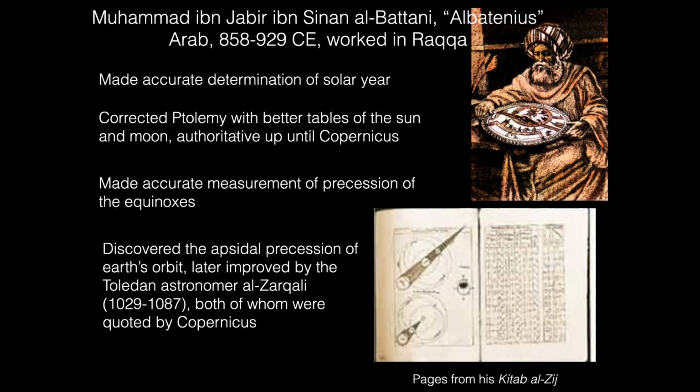In addition to that, he also corrected Ptolemy with better tables of the motions of the sun and the moon, and these were authoritative basically up until Copernicus. He was the first to discover the apsidal precession of Earth's orbit, which had not been noticed by Ptolemy or earlier astronomers, and that was later improved by the Toledan astronomer Al-Zarqali. And both of these, Al-Zarqali and Al-Battani, were quoted by Copernicus.